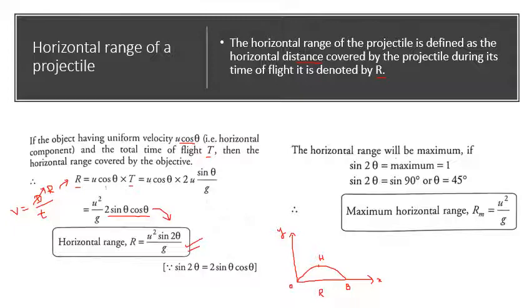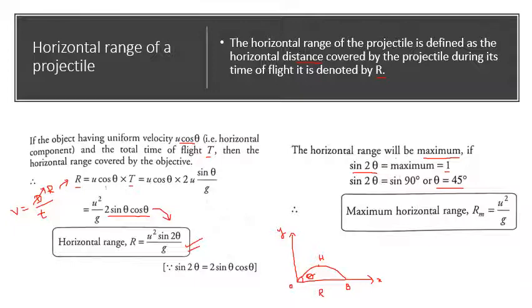Now look here. The horizontal range will be maximum. See, this is one of the important MCQ questions. The horizontal range will be maximum when sine 2 theta equal to 1. Then what is the value of theta? Theta equal to 45, exactly. Look at the graph, this is your theta. Whenever the angle is 45 degrees, you will get the maximum horizontal range.